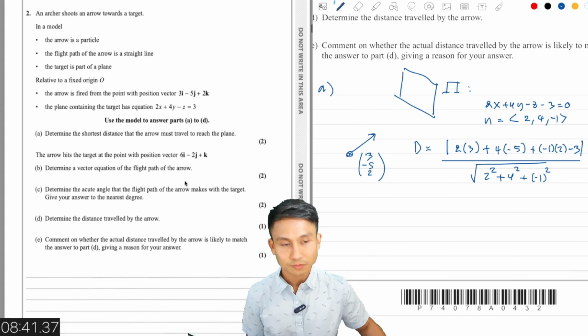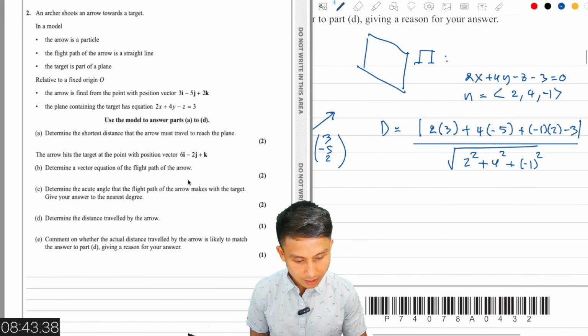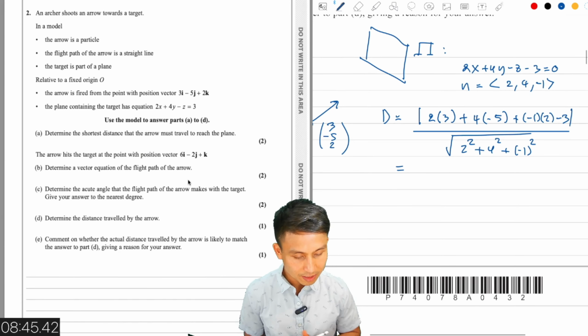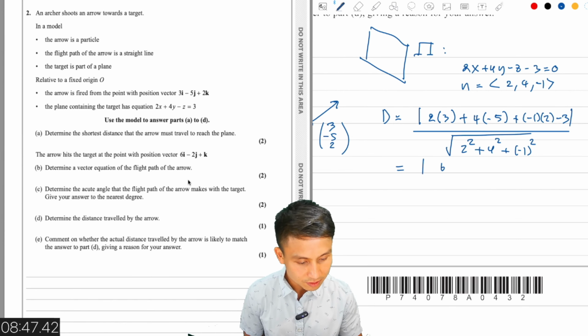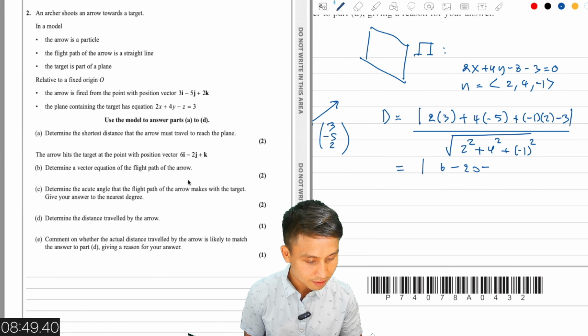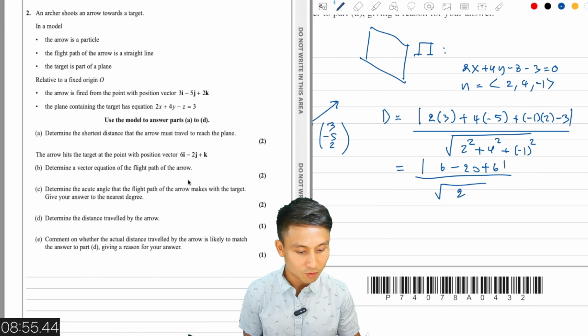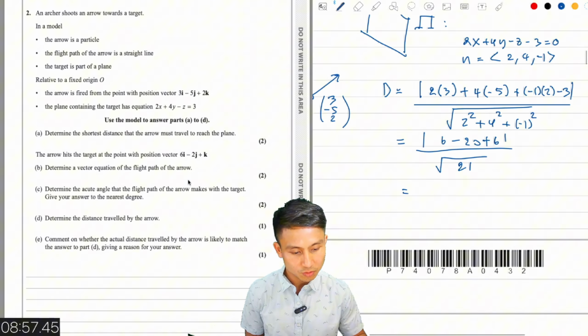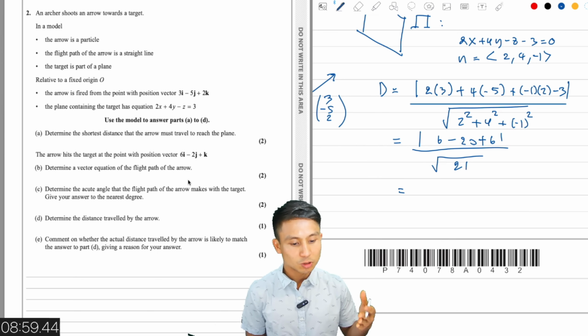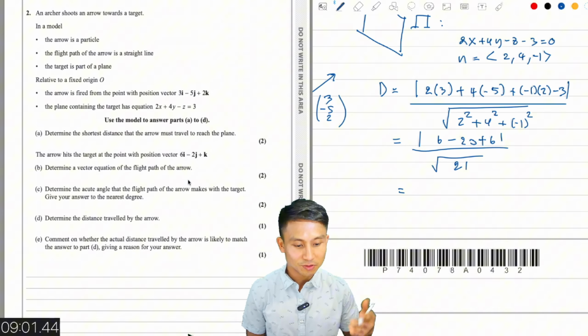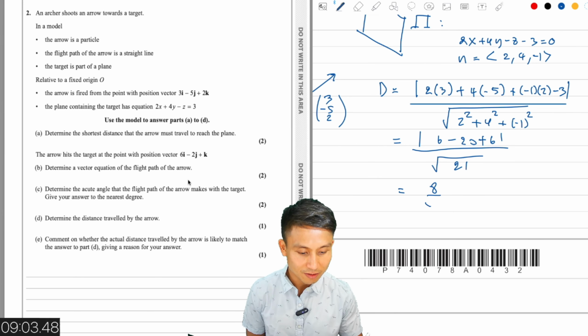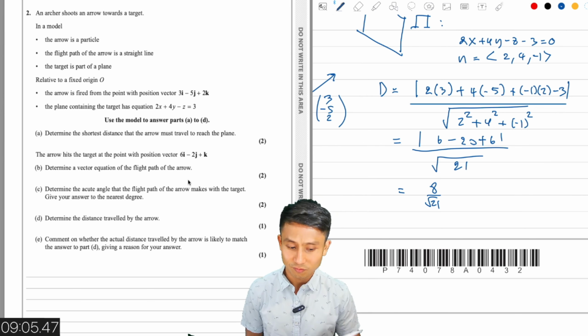Okay, so I'm just going to go back to the paper. There you go. And then we're going to calculate that. So that's basically modulus of 6 minus 20 plus 6 divided by the Pythagoras of 4 plus 16, 20, 21 here. That should be 12 minus 20, so that's minus 8, so that's 8. 8 divided by root 21. Okay.